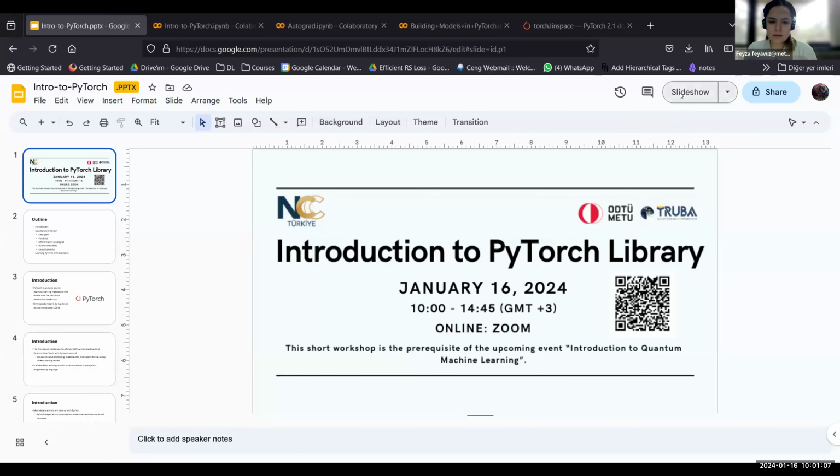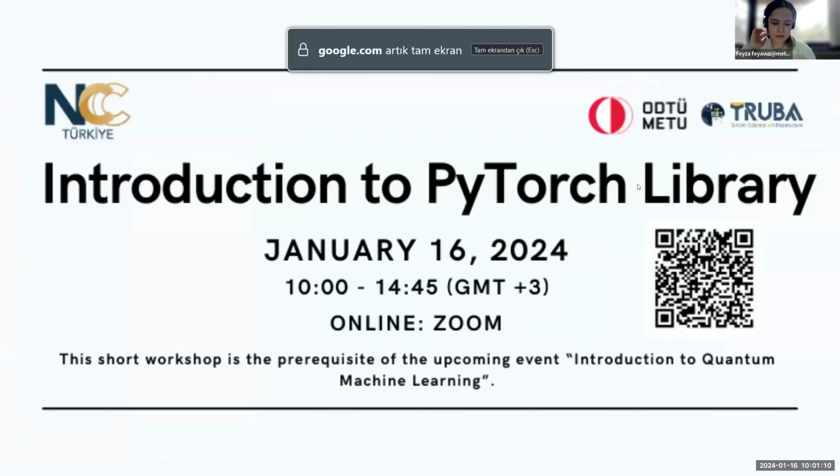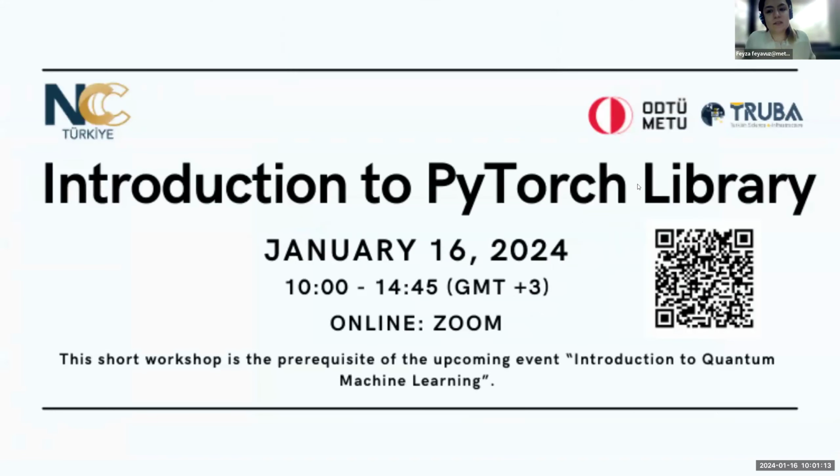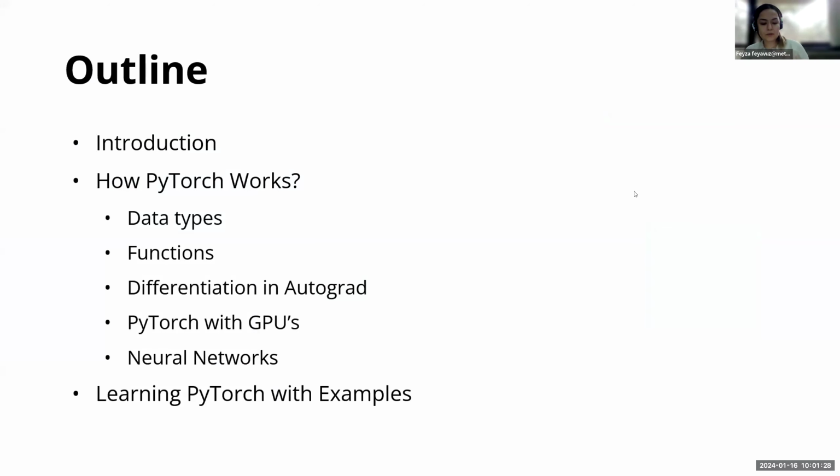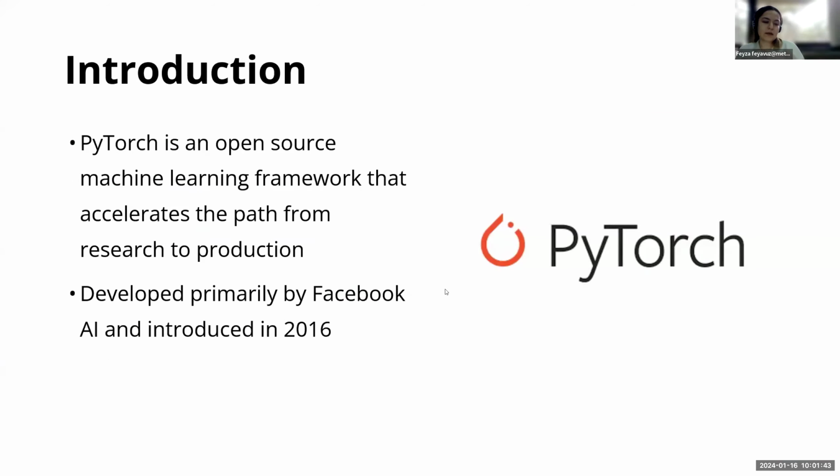Thank you for this kind invitation. Let me share my screen. And let's start with our session. Welcome to our session, first of all. My name is Feyza Yavuz, and currently I'm a master's student at Middle East Technical University. And today we'll make an introduction to the PyTorch library. We will cover the properties of PyTorch, the data types, operations, the differentiation in autograd and neural networks. And finally, we will see some examples on Google Colab to understand PyTorch better. And let's start with our introduction.